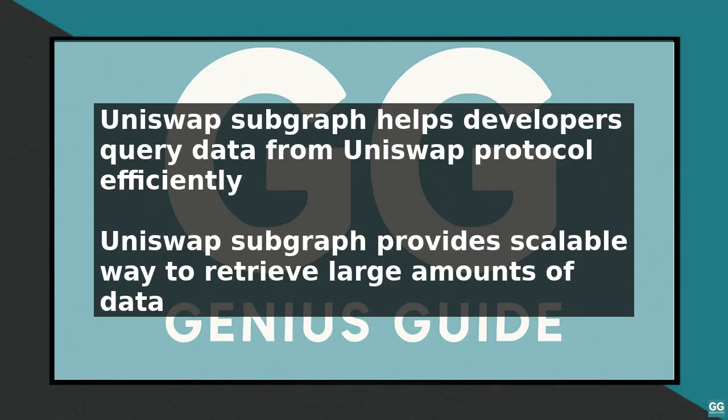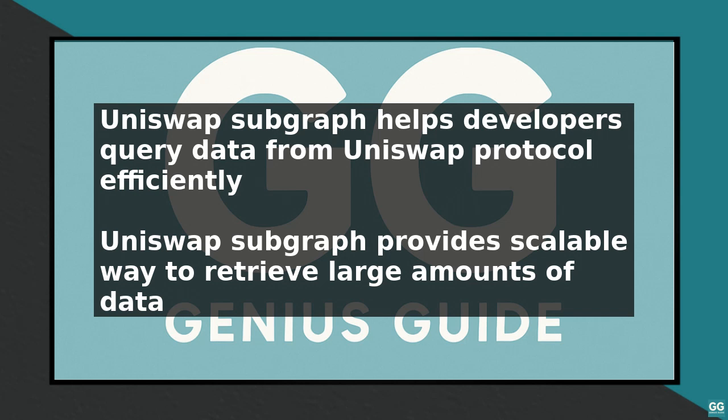When to use Uniswap Subgraph is a question that many developers and users ask when building applications on the Ethereum blockchain. In this guide, we will walk you through the key concepts and practical examples to help you understand when to use Uniswap Subgraph. First, let's start with the basics. Uniswap is a decentralized exchange protocol that allows users to trade Ethereum tokens in a trustless and permissionless manner.